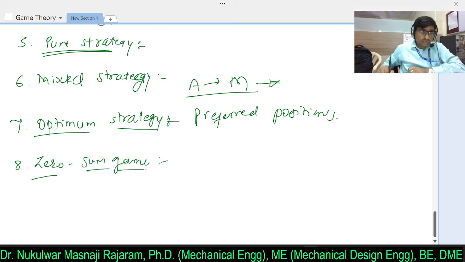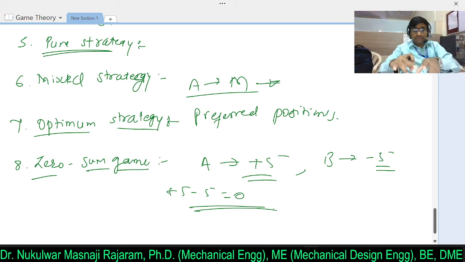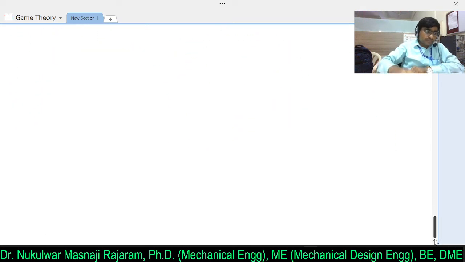This point is also already explained. It is a game in which the sum of payments of all players after the play of the game is zero. We already saw that if A has some positive value, then B will lose that amount, if two players are there. If you take the sum of all these plays, the net payoff of the entire game must be equal to 0. That is called a zero sum game.